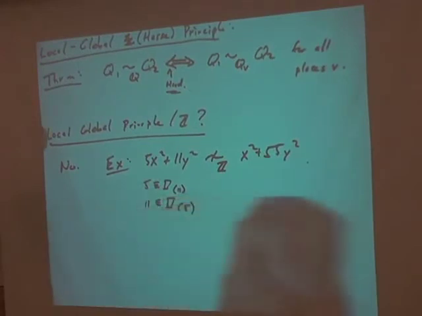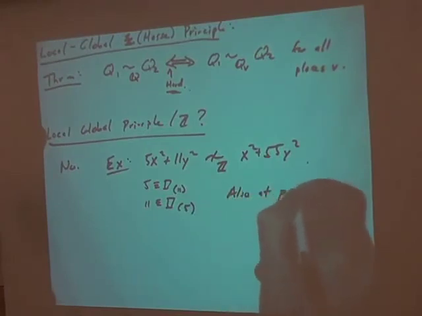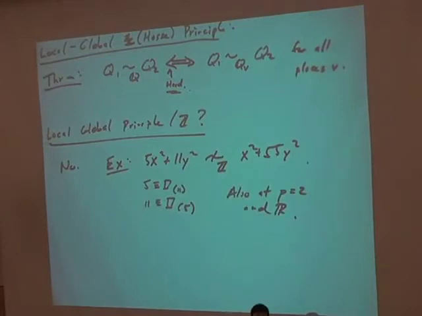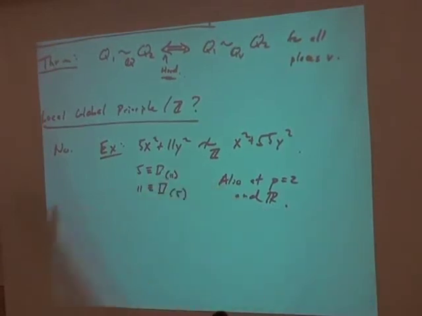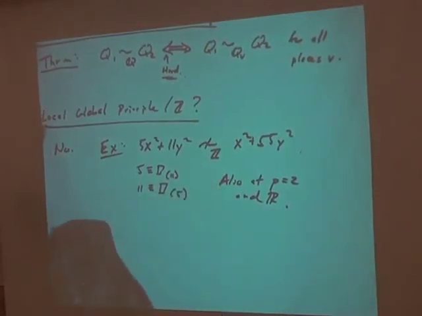Also mod 2. So let's just say, to be fair, p equals 2 and over the real numbers. Okay, so they're both positive definite, and 2. So what can one say about this? Well, this is bad, right?